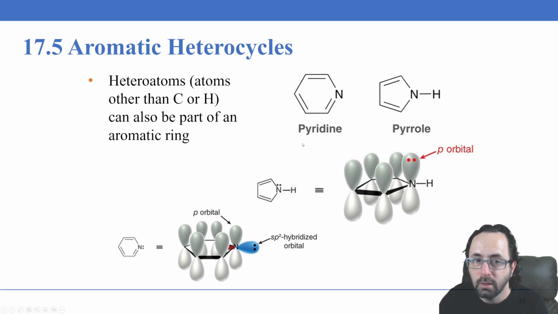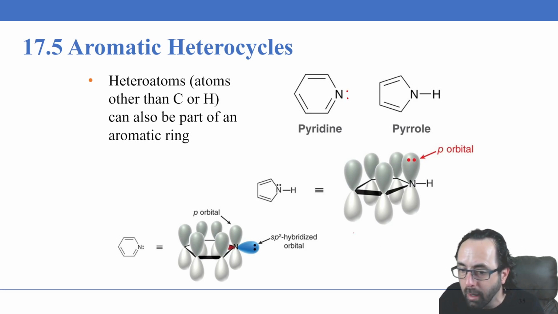In terms of rings that do not only contain carbon atoms, we call these heterocyclic, meaning they have another atom that's not carbon, such as nitrogen or oxygen, in the ring. And when we have one of these, we have to consider whether the lone pair here that exists is part of the conjugation or is not. Is it in an unhybridized p orbital? So in the case of pyridine, for example, the lone pair here is in an sp2 hybridized orbital.